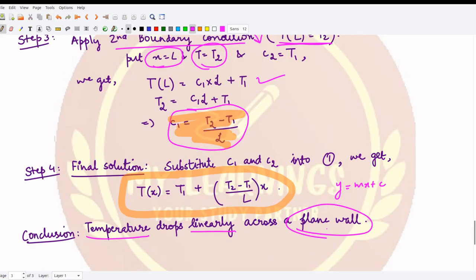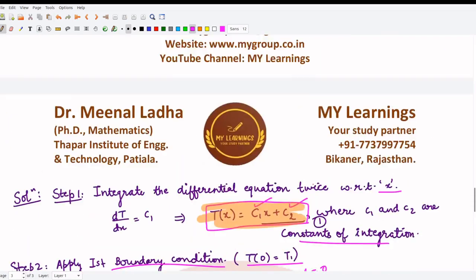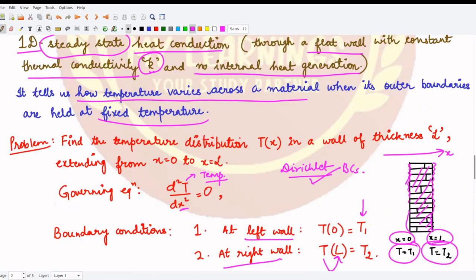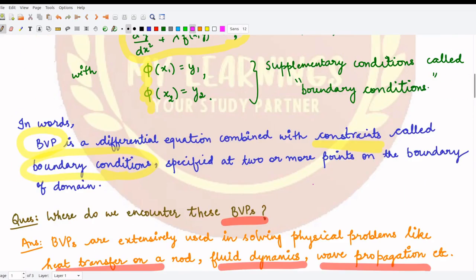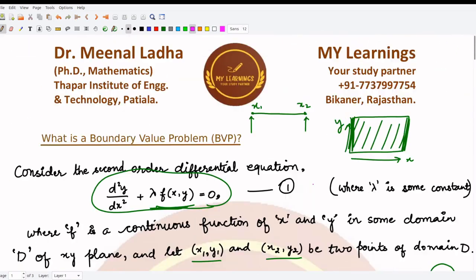So this is how you get analysis about various physical problems by making a differential equation and then solving it and taking various information from that. So I hope you understood this introduction to the boundary value problem. This is a wide concept, but we'll not go into much detail here.